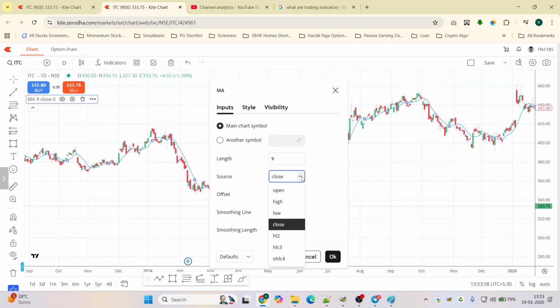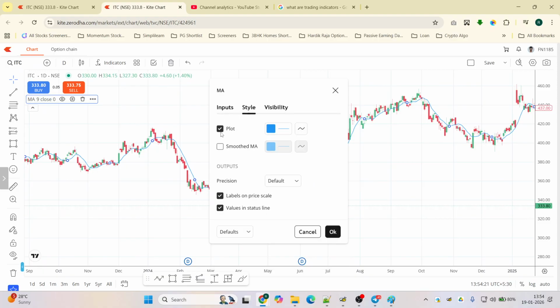This is the close which I told you about. You can change it to the high of every day. So it's a day candle, so based on the high value of every day, the moving average will be calculated. If you choose low, it will be calculated based on the low of every day. Okay, so I'm creating it for the close of the candle. I'll come to this length in a minute.